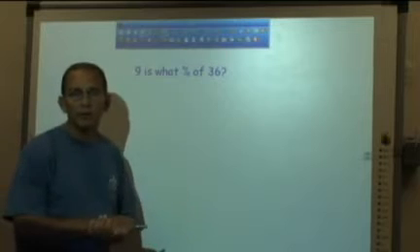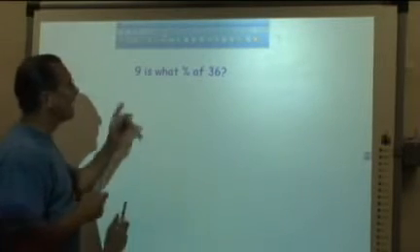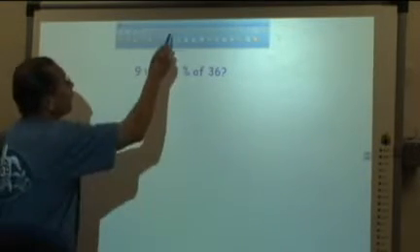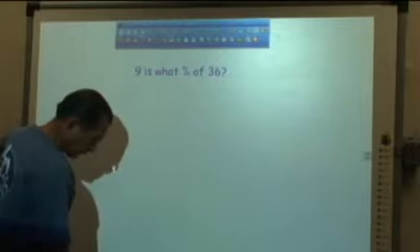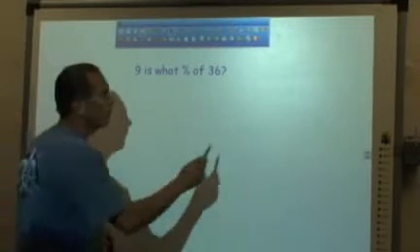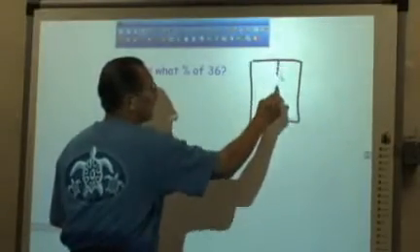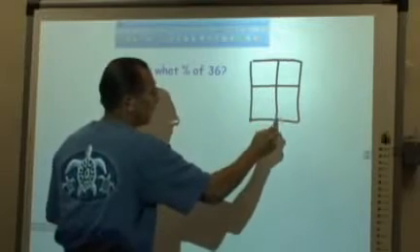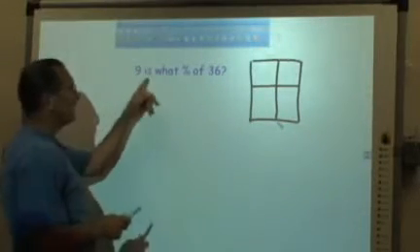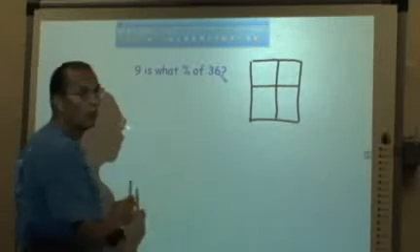Okay, we're going to use the box method to solve a different kind of problem. In this particular one, 9 is what percent of 36? Well, it's pretty obvious what we're missing. On this one, we're missing the percent. So once again, let's put the box here. Use the box method. 9 is what percent of 36? Is always relates to the part, of always relates to the whole.